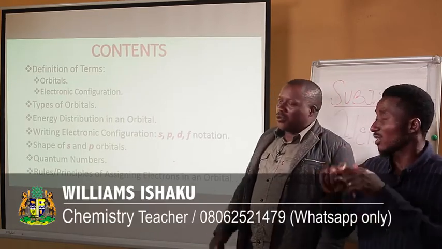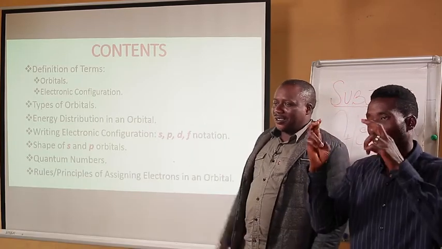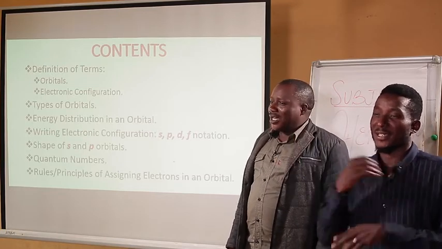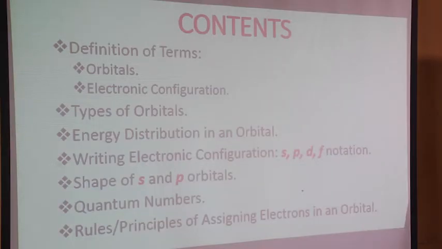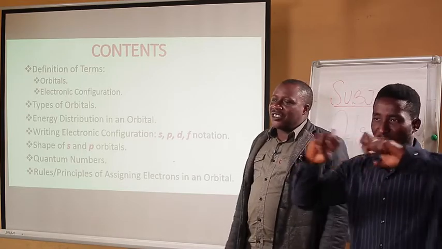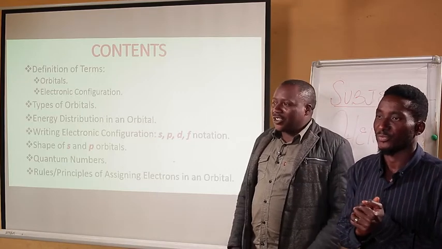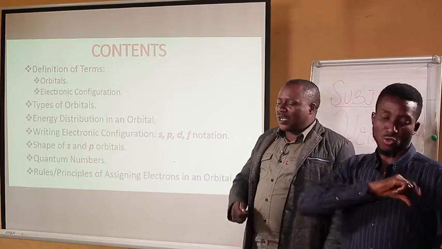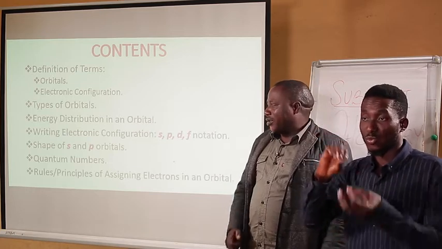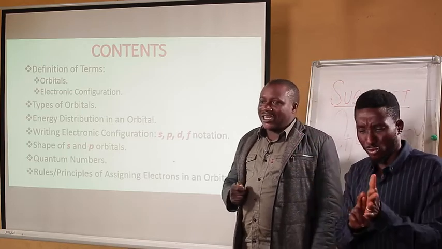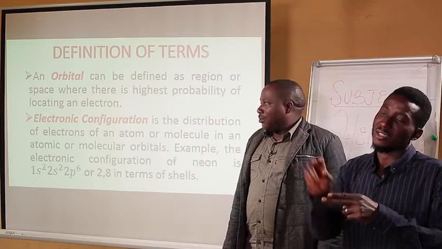Under this topic, we will be looking at the following content. We are going to look at the definitions of orbitals and electronic configuration. After that, we'll move to types of orbitals, then energy distribution in orbitals. We're also going to look at how to write electronic configuration using the SPDF notations, the shape of s and p orbitals, and the quantum numbers, which we use in describing an electron. Finally, we are going to look at the rules or principles used in assigning an electron in an orbital. Now we are going to start.